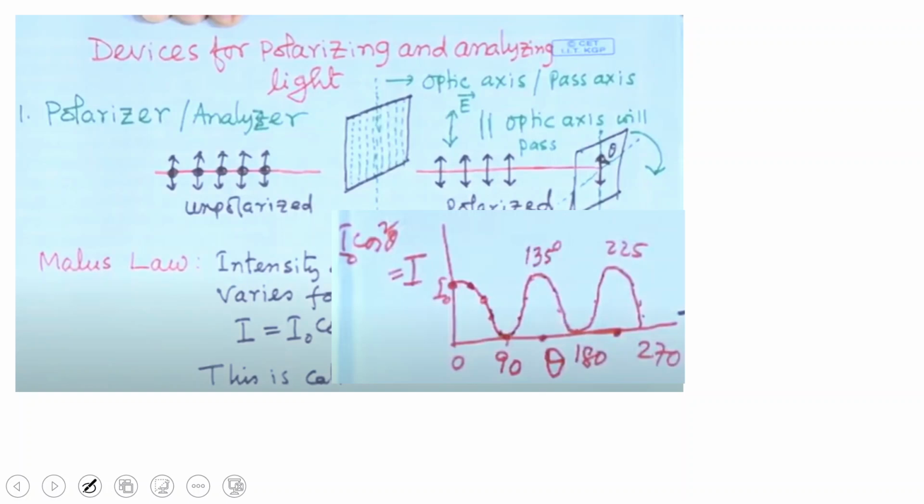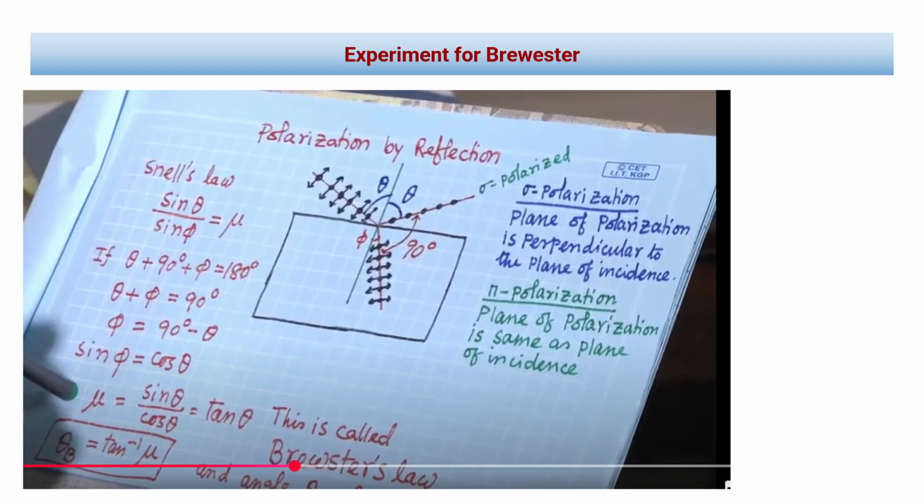After the polarizer, we put an analyzer, and depending on the angle between the polarizer and analyzer, this is the law. This is the angle between polarizer and analyzer, and depending on the angle between them, we get the intensity outside. This is the law, and then there is Brewster's law, that not always refraction but sometimes reflection also gives us polarized light.